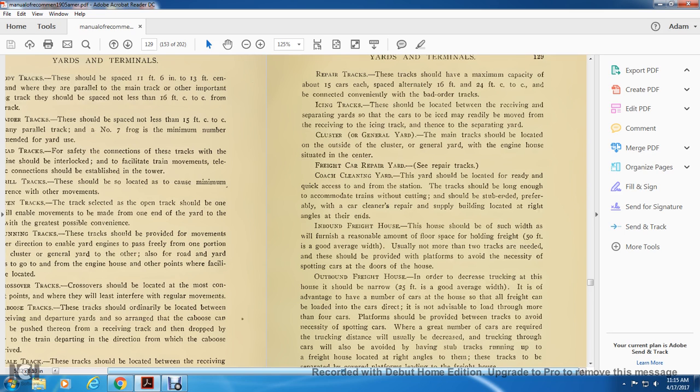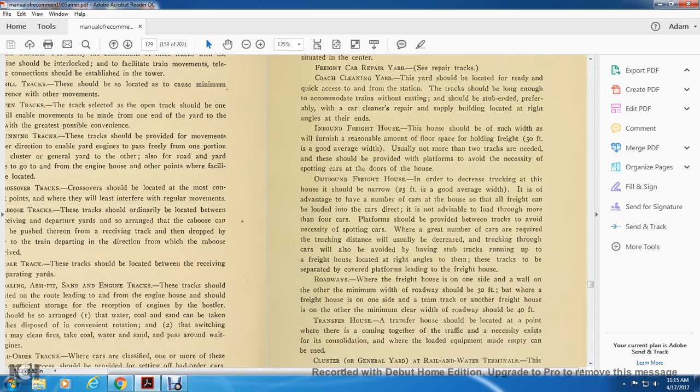Repair tracks, coach, and cleaning yard. The yard should be located with quick access to and from the station. The track should be long enough to accommodate the trains without cutting. There should be a sub-end with the preference for the car cleaners, repairing, supplying the building located with the rigid right angles in either end.